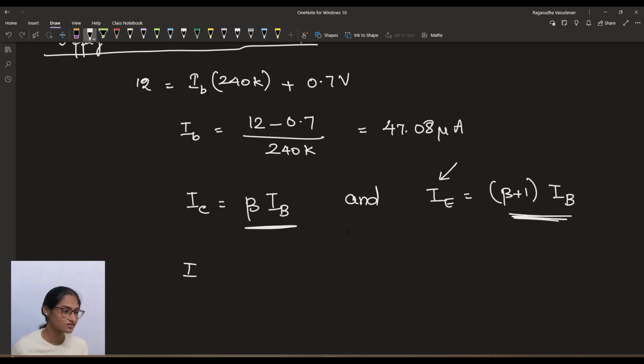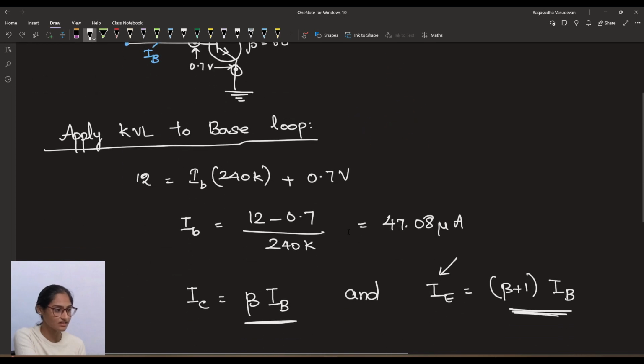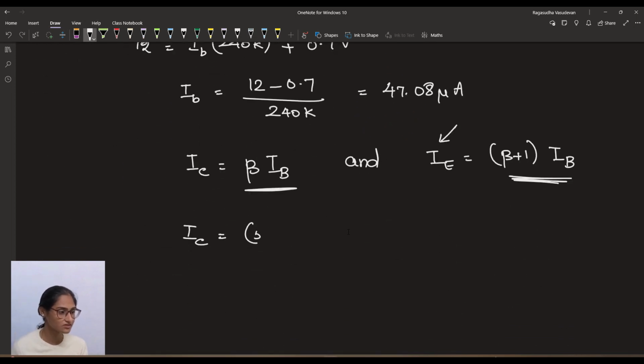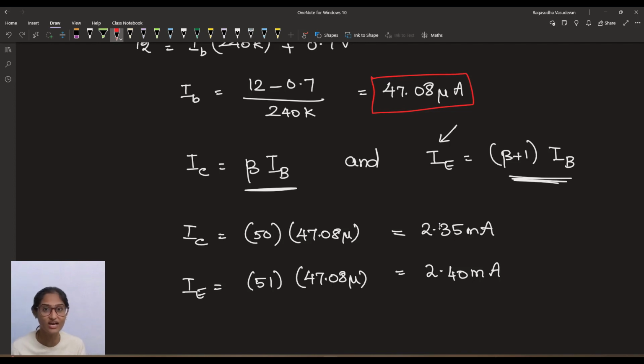Okay? So IC is equal to, what is the beta that is given in this question? Beta is 50. So it is 50 into 47.08 microamperes. What is IE? IE will be 50 plus 1, 51 into 47.08 microampere. So if you calculate, you get the value of IC as 2.35 milliampere. And if you compare, the value of IB is 47.08 microampere.